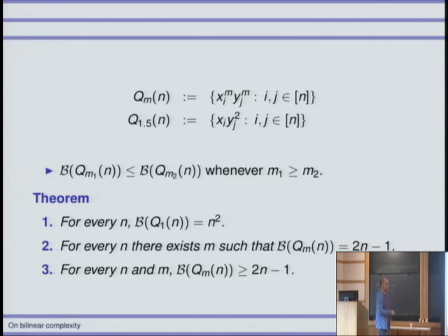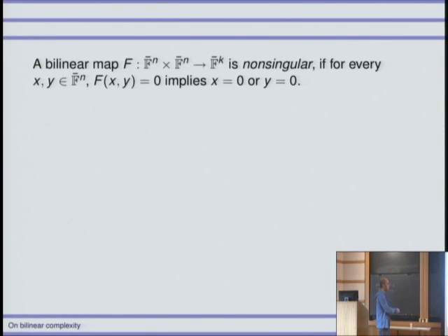The proof of 2 and 3 is relatively simple, well, at least part of it is relatively simple. Now I should emphasize that I didn't assume that the field F is algebraically closed, but now let's think about the algebraic closure of the field. Call a bilinear map from F^n cross F^n to F^k non-singular if for every x and y, if the image of x and y is equal to 0, then either x or y is equal to 0. That's the definition of what it means to be a non-singular bilinear map.